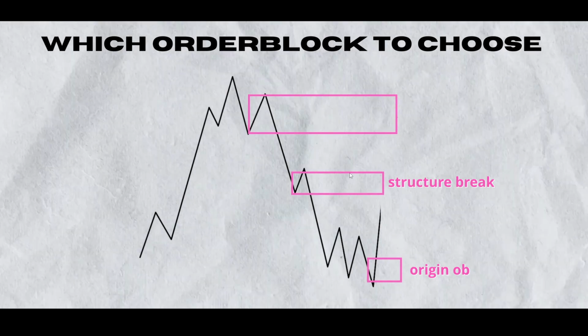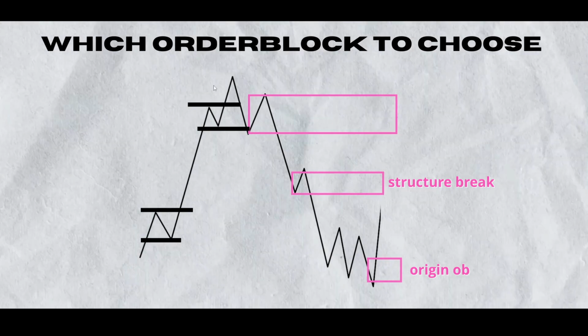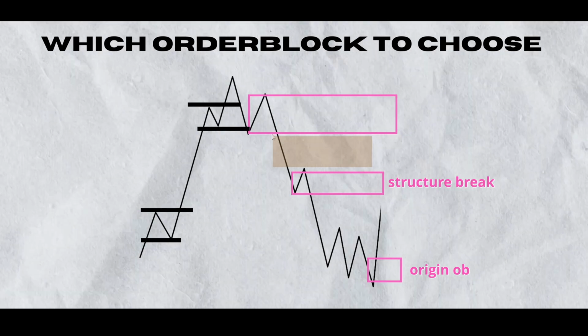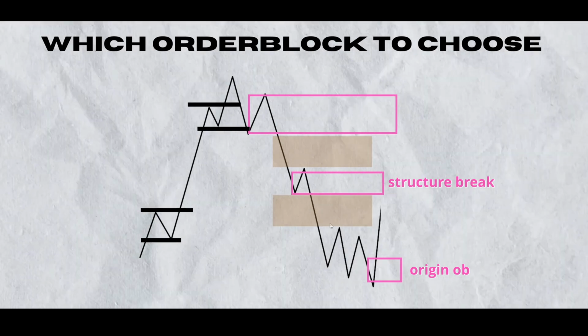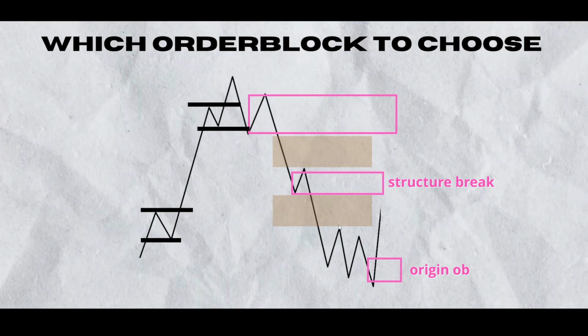Now in this scenario, which order block to choose? We can see that price is making higher high, higher low, higher high, higher low, higher high, higher low, and there was a change of character over here. Price made this order block, and then again there was imbalance between this order block and this order block, and again between this order block and this lower high. So there is imbalance present over here. In this situation, which one will we choose?